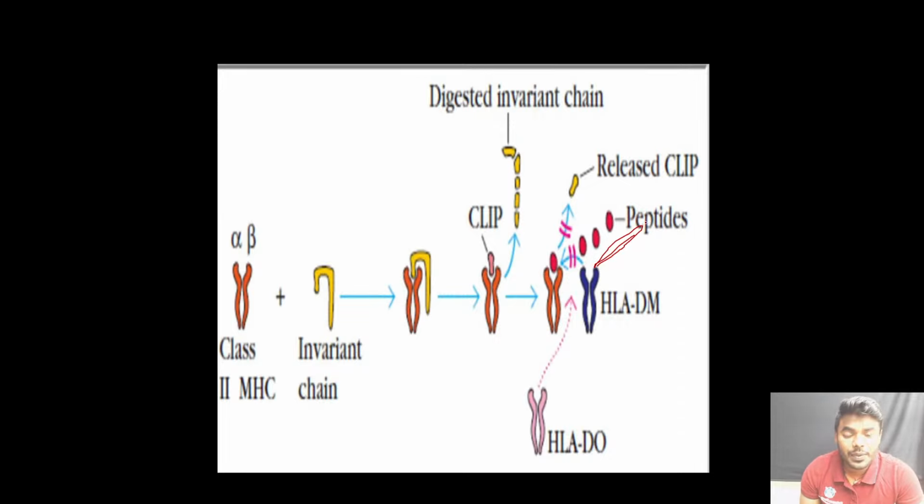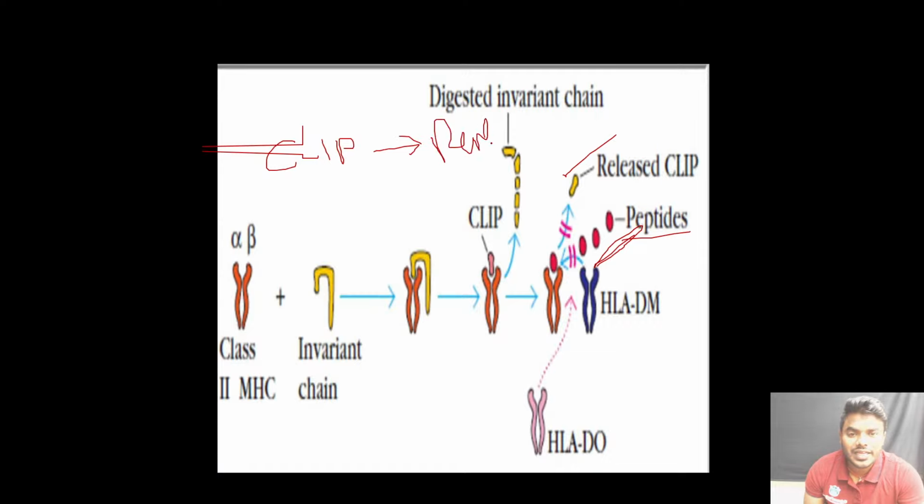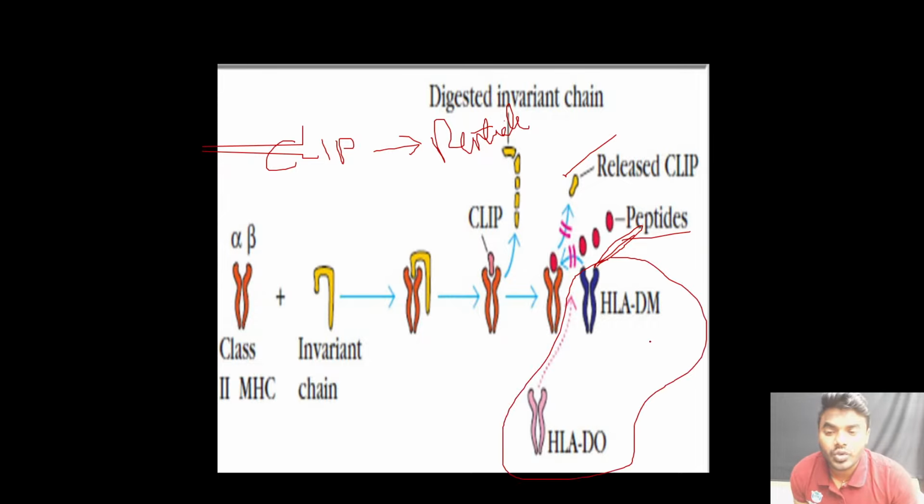Once the antigenic peptide has entered, the CLIP has to be replaced by this particular antigenic peptide. All of you look into this. The CLIP is getting released, friends, and that CLIP place can be replaced by the antigenic peptide. Now the question is, who is going to replace the CLIP molecule with the antigenic peptide? That can be done by two types of class 2 MHC molecules.